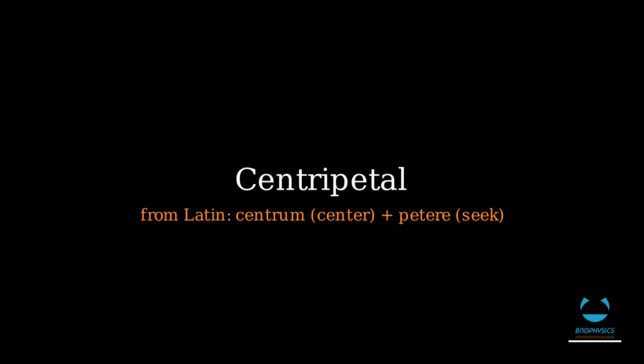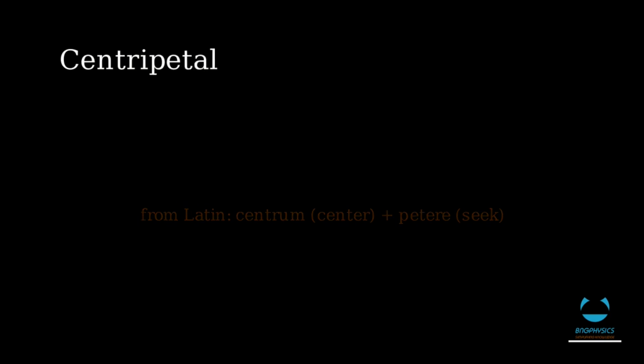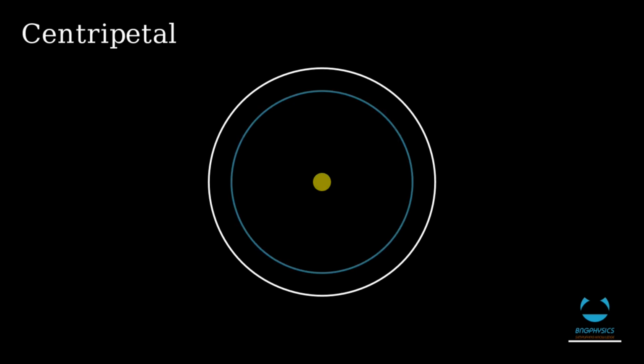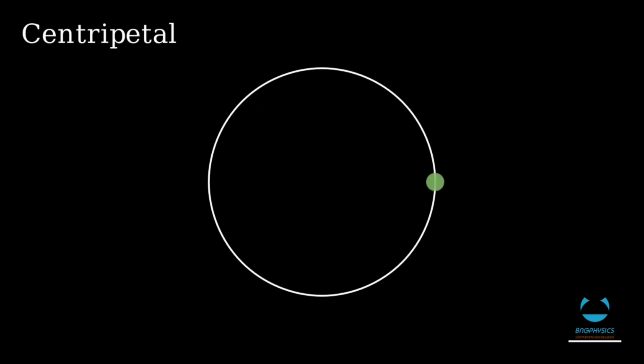Well, the word centripetal itself is derived from Latin, which is centripetal. Hopefully I pronounced that correctly. Anyhow, it means seeking the center. And this means every object that moves in a circular motion seeks the center of that circle. So, centripetal force is the force that makes an object move in a circular path or around another object or around a center of a circle.